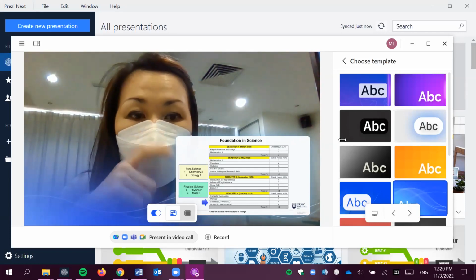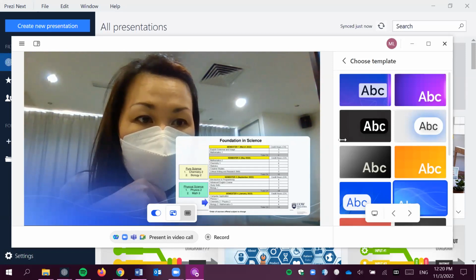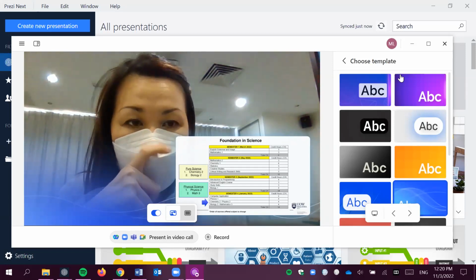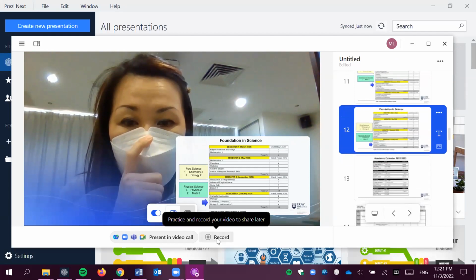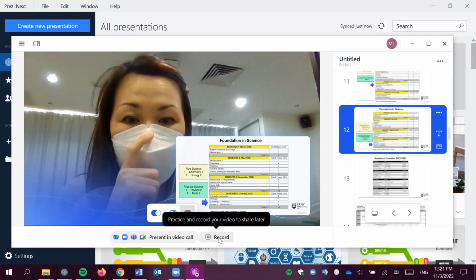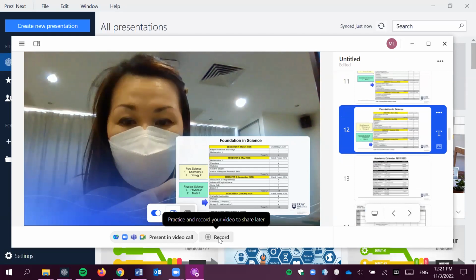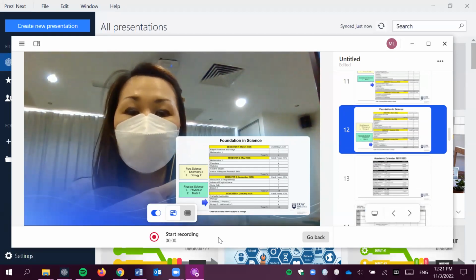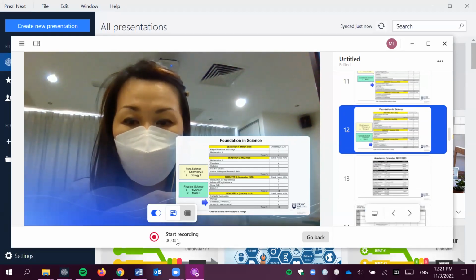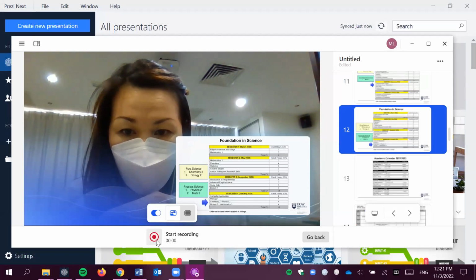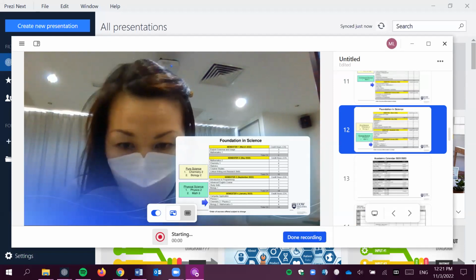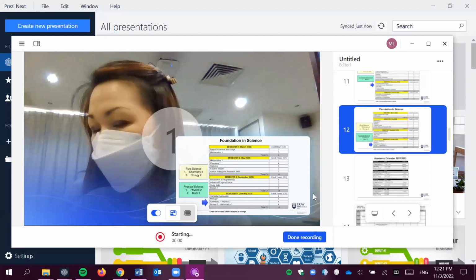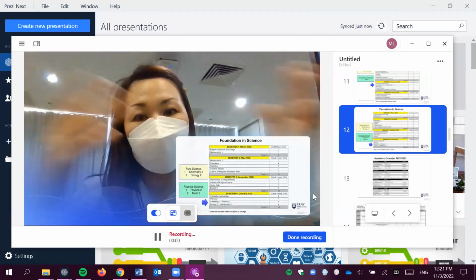Okay. So if you want to record, it's very simple. Just click the record button here, and you see. So I can just click record now. Okay, and it says start recording. I click and starting. 3, 2, 1.